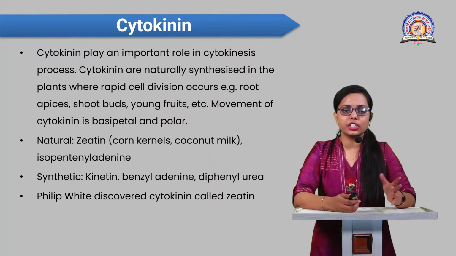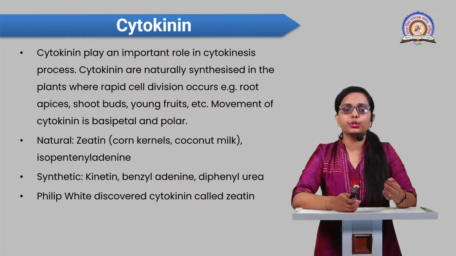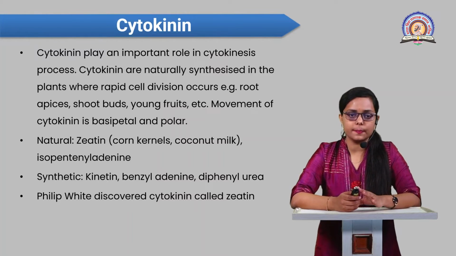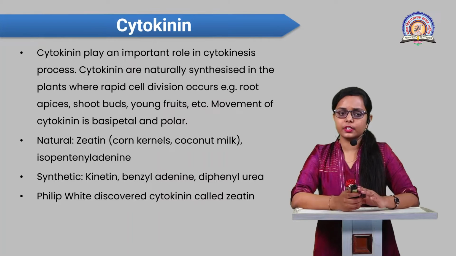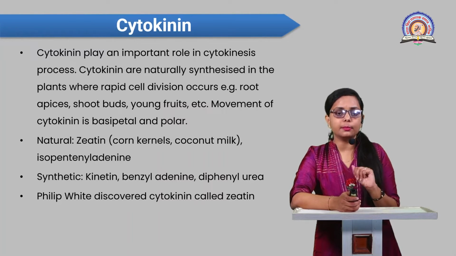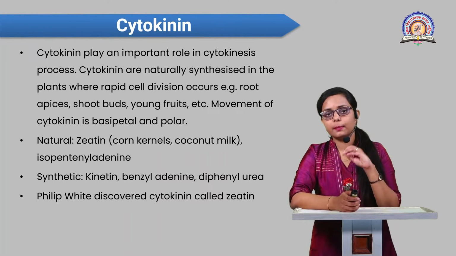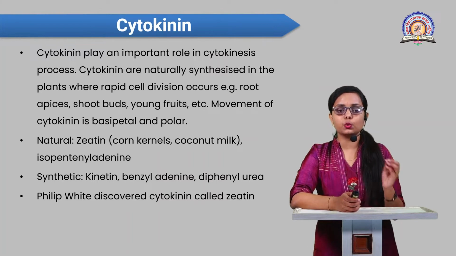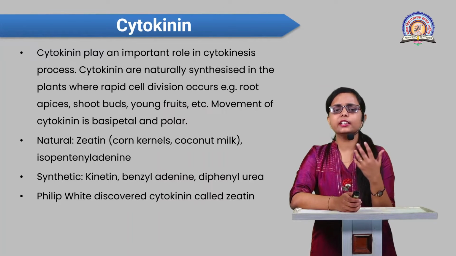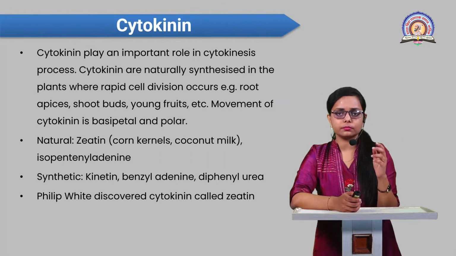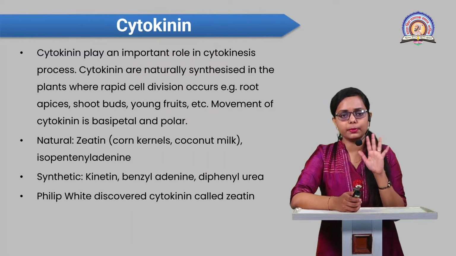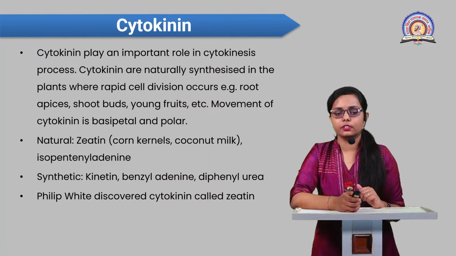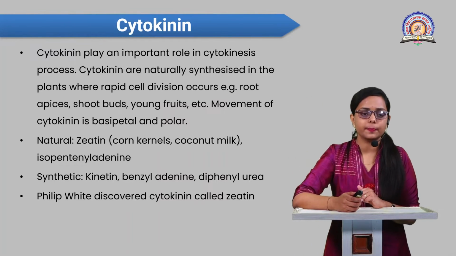Cytokinin. As the name suggests, cytokinin has a very important role in the cell cycle or cytokinesis process. It is naturally synthesized in plants at the time of cell division. When we apply cytokinin, cell division occurs rapidly. It is present in the root apices, shoot buds, young fruits, wherever we have cell division or growth, in that particular area cytokinin is present. The movement of cytokinin is basipetal and polar.